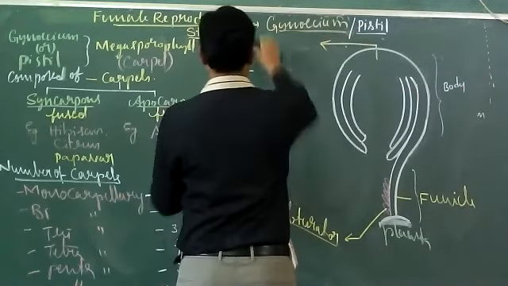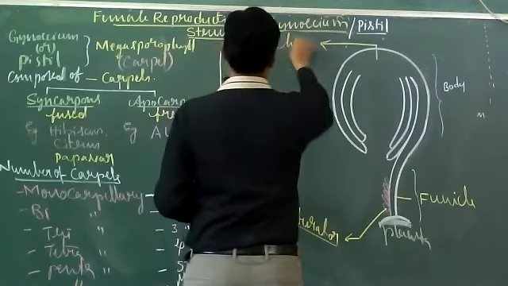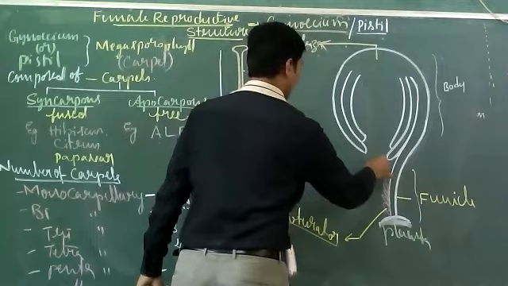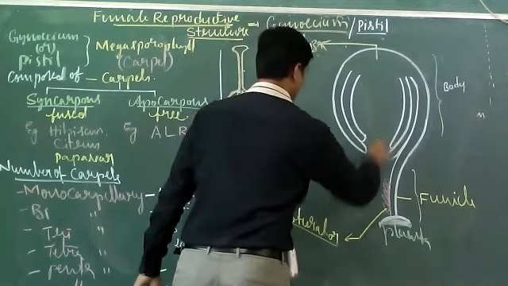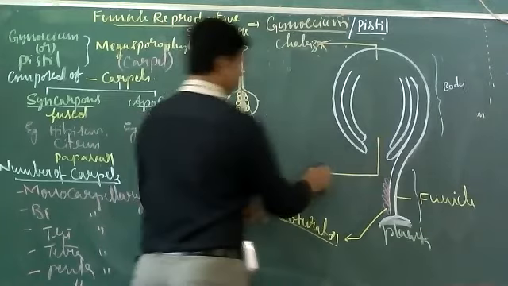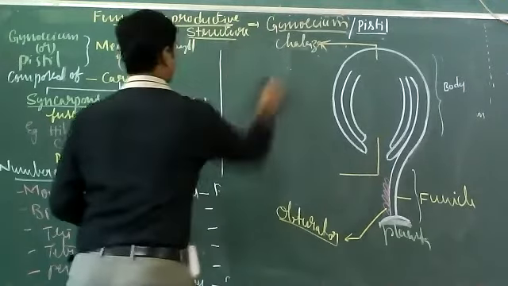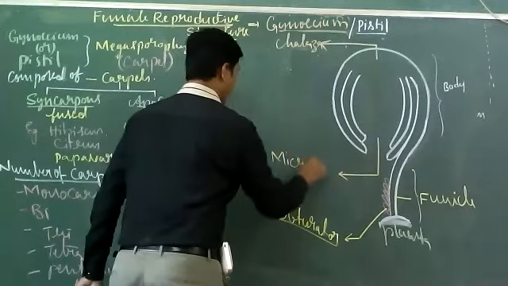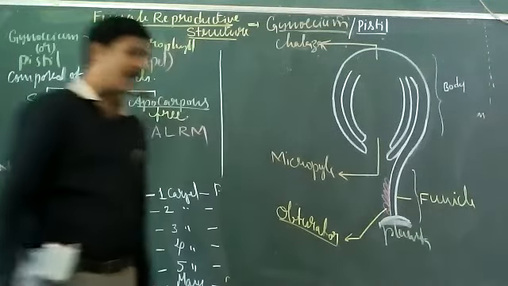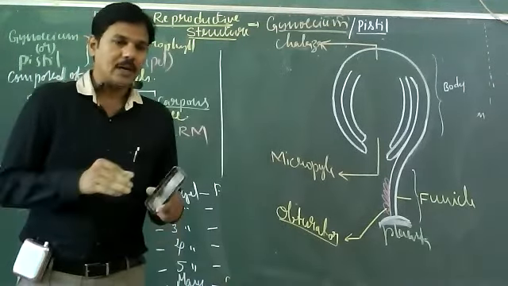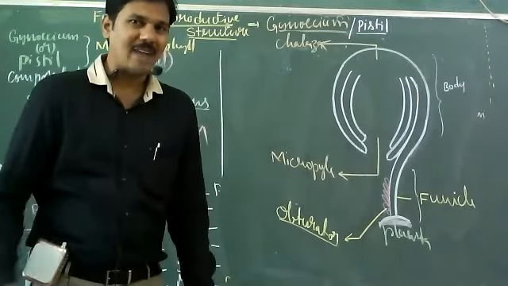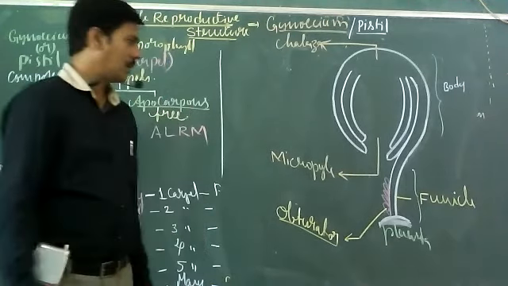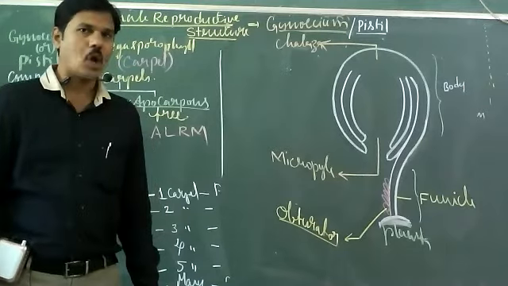This is called chalaza. Chalaza. And this opening is there now. This opening is called micropyle. So the opening of the ovule, the tip of the ovule, is having a small fine opening or pore which is called micropyle.